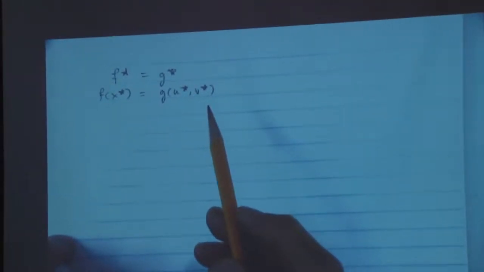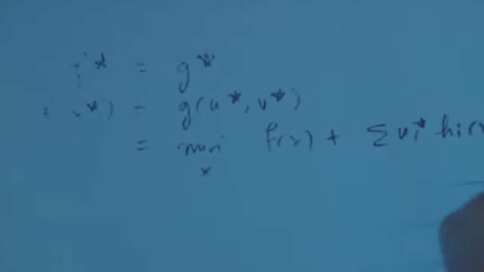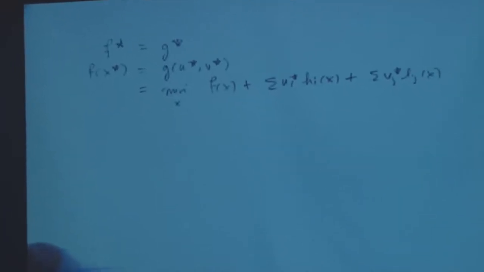Okay, but what is g(u, v) for any fixed u and v? Doesn't matter that it's u star and v star. For any u and v, including u star and v star, the definition of g is to minimize the Lagrangian over all x, which is f of x plus the sum of u_i star h_i of x plus the sum of v_j star l_j of x.